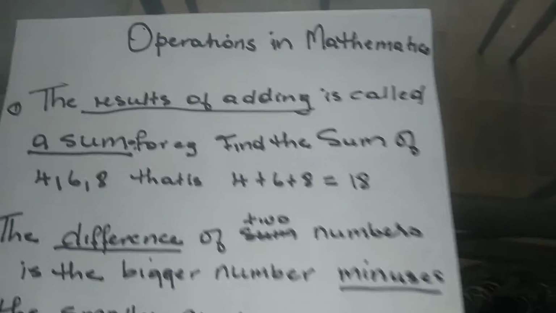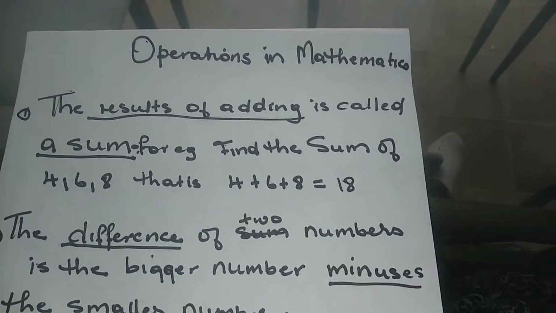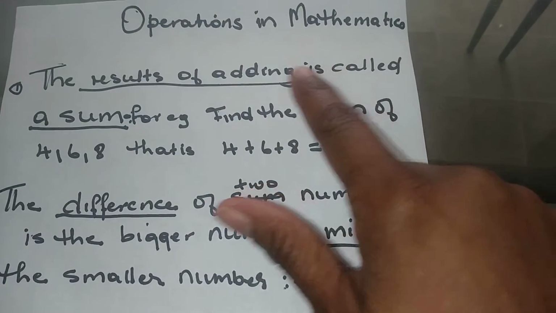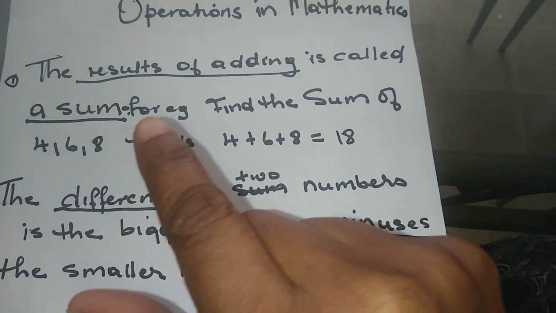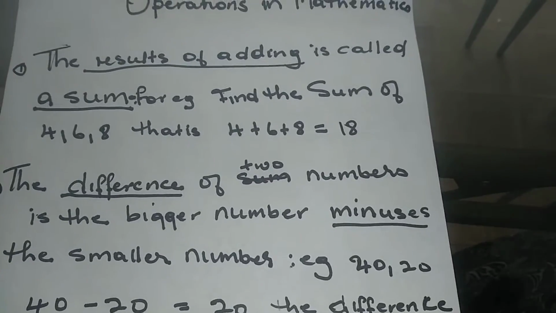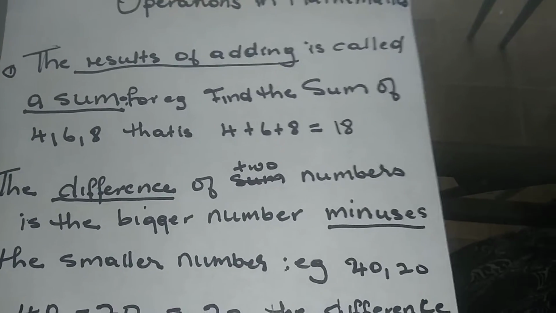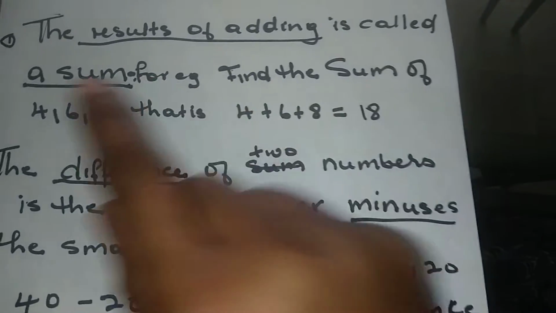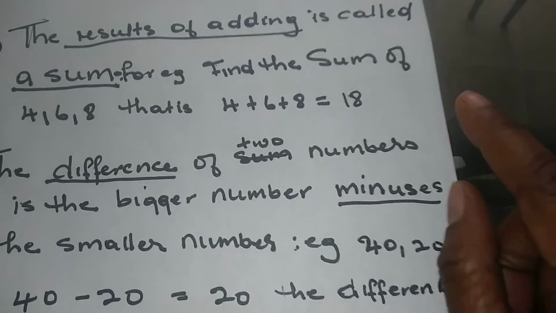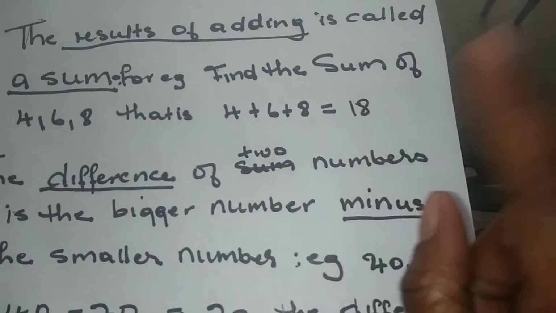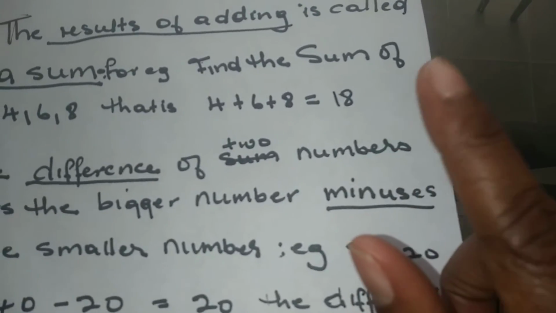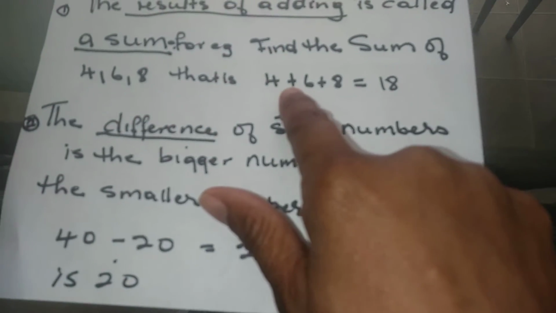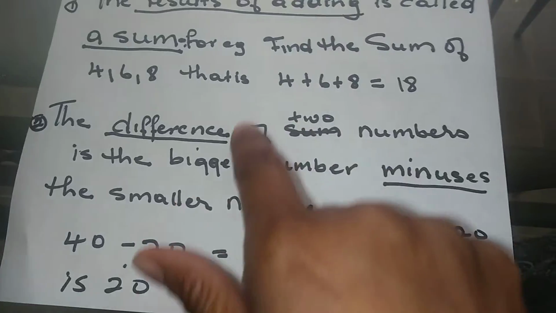We're talking about different types of operations in maths, and the first operation that we're going to look at is adding. The result of adding is called a sum. Some of us call it addition, and we get the result, which is called a sum. Finding the sum, for example, of 4, 6, and 8: 4 plus 6 plus 8 would give you the sum of 18. This operation you would call addition, where you use addition signs.